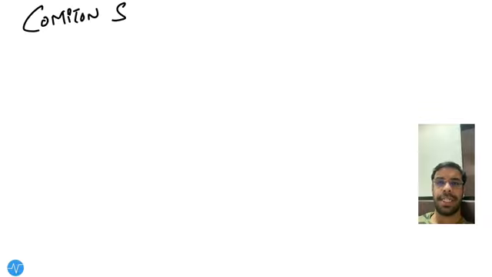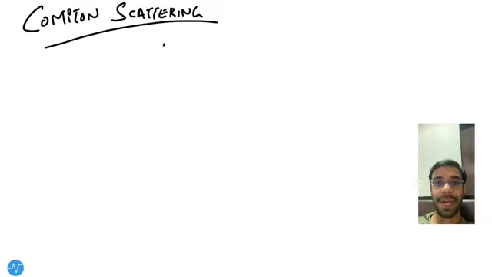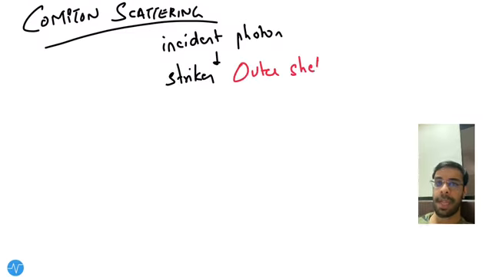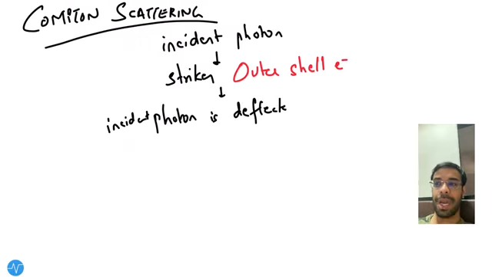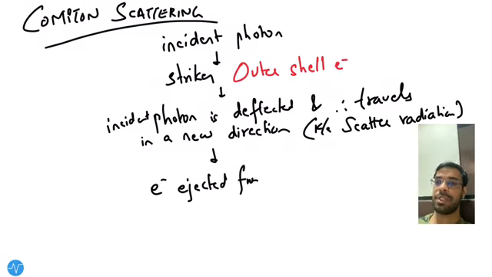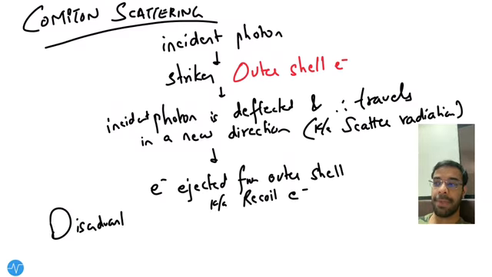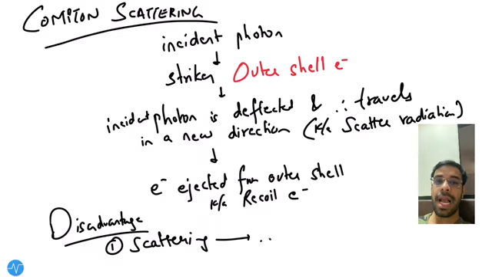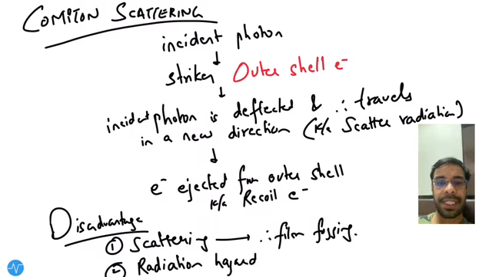Now let's study the second effect, which is Compton scattering. What will happen? The incident photon will come. It will strike the outer shell electron. The incident photon will be reflected in a new direction, which is known as scatter radiation. The electron will be ejected, which is known as a recoil electron. Therefore, the disadvantage is scattering, which fogs the film, and these are harmful. Therefore, radiation hazard will be present.